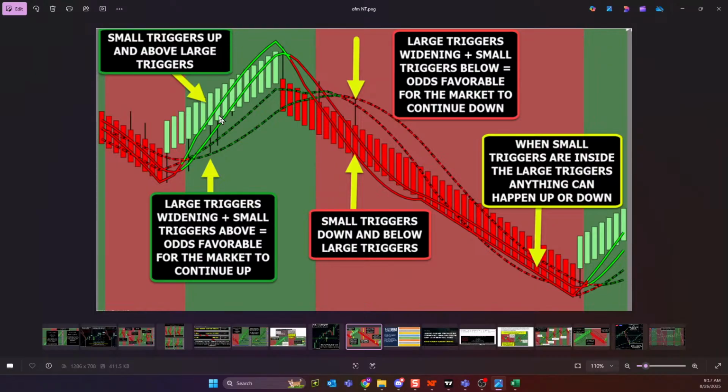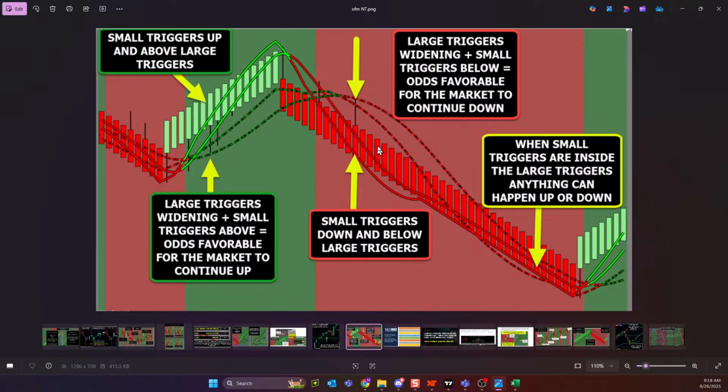The only way you can have strong triggers in an uptrend is when your smalls and large are both green as well. Or in a downtrend, your smalls and large are red as well. To have strong triggers means that there is a separation between those two trigger lines, that your small triggers are up above the large triggers. There is space, there's a gap between the two. That's your strong look, and that strong look means that the odds are favorable for the market to continue up.